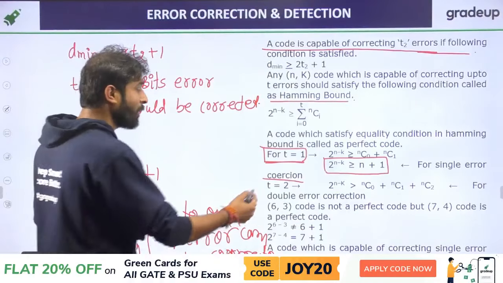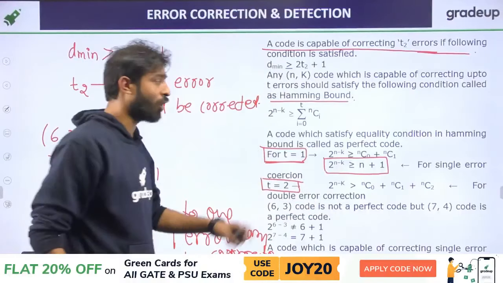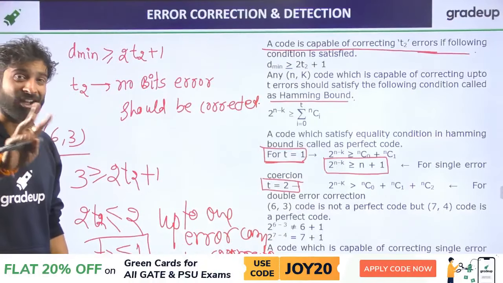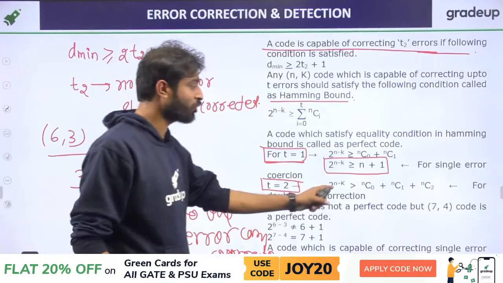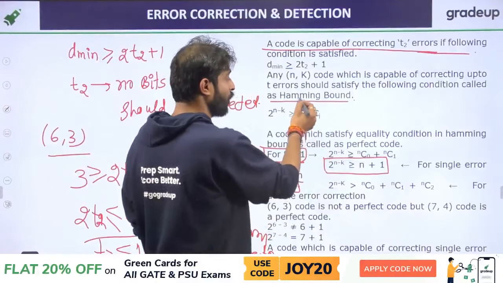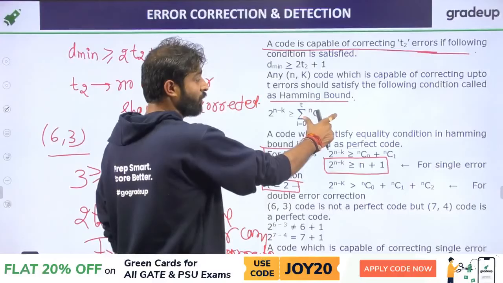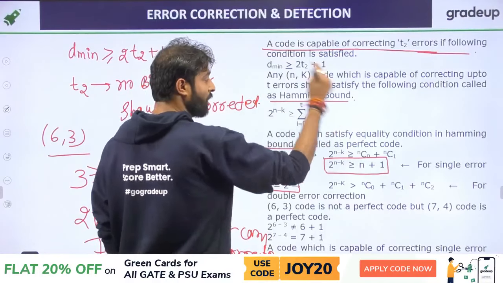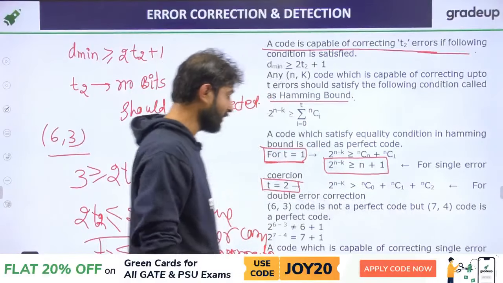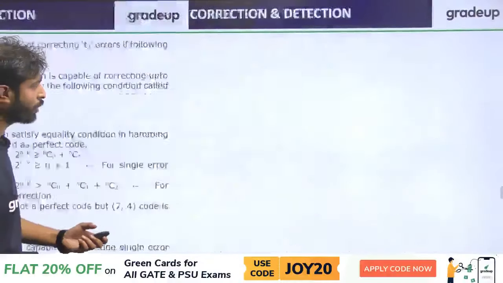So what happens for t equal to 2? t equal to 2 means 2-bit error correction. For 2-bit error correction, that should be the condition. Just put the value of t equal to 2. So the condition will generate nC0 plus nC1 plus nC2, right? That is the condition.